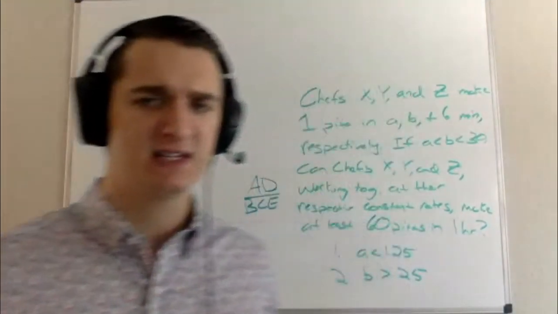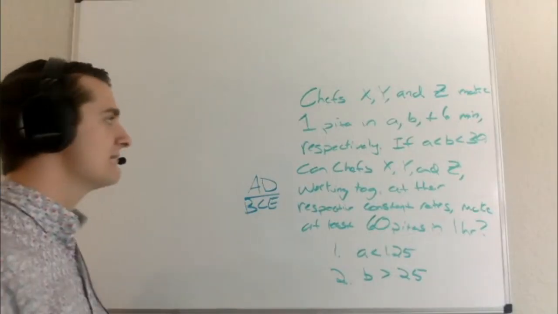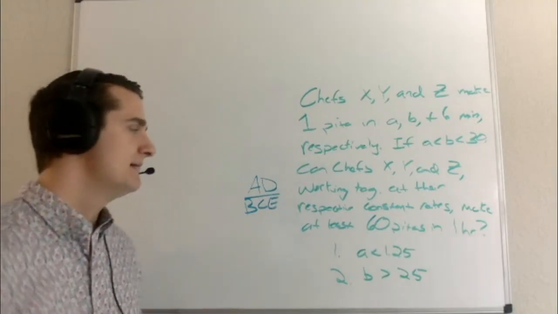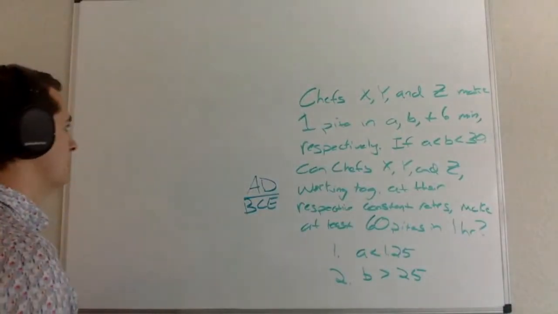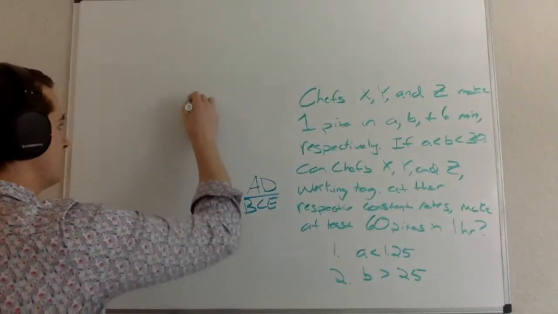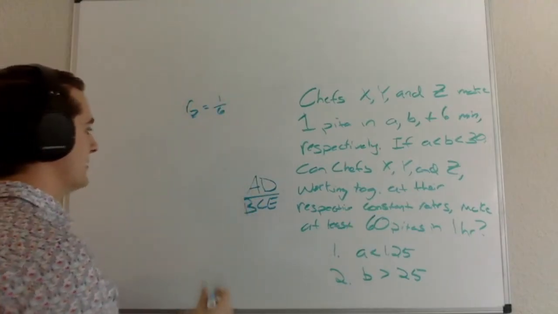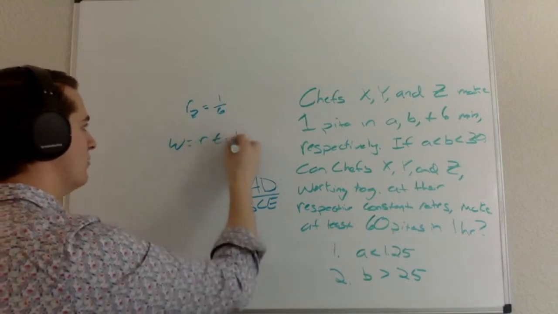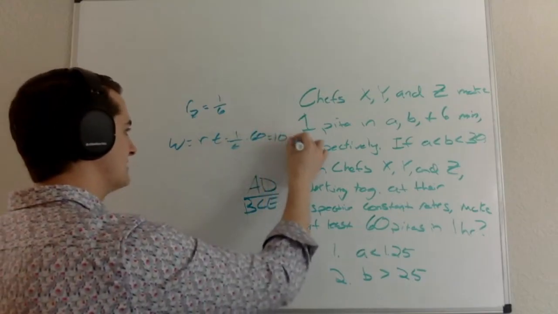We'll go ahead and take a look at this one together on the board. And again, this is one where logic is going to come into play and work in your favor. So the first thing I'm going to notice is I already know the rate of Chef Z, and Chef Z makes one pita in 6 minutes. If Chef Z makes one pita per 6 minutes, that means the rate of Z is 1/6. And in 60 minutes, your work is going to be equal to your rate times your time. So 1/6 times 60 is going to be 10 pitas.